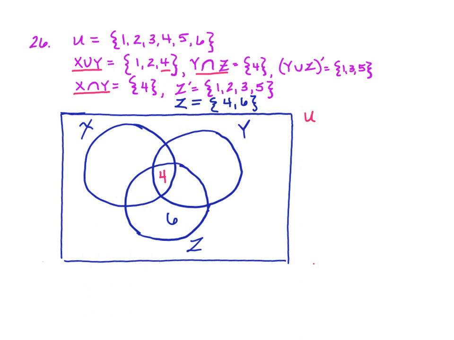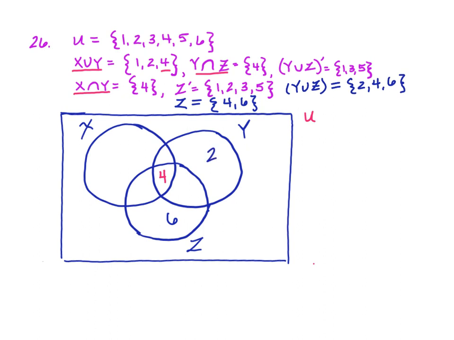So what that tells me is that the members that are in Y or in Z, they're in one or the other, are 2, 4, and 6. Well, I already have 2 and 4 figured out. 4 is in all 3, and 6 is just in Z. That means 2 has to be in Y, so I'm going to put that there.